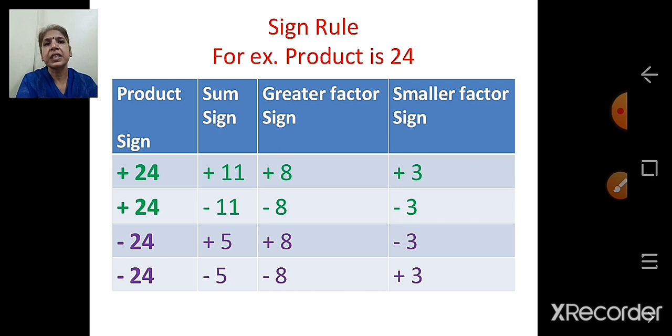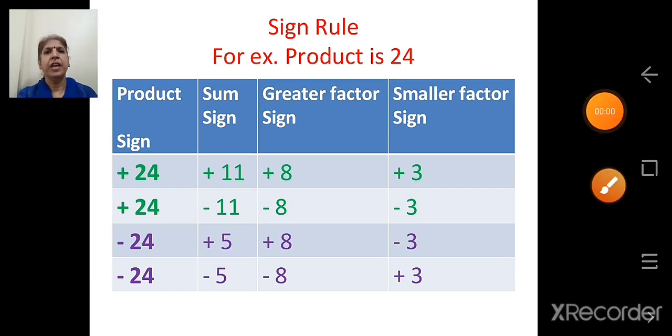So hope this table will help you. The product sign is important, and the sum sign is important. Which sign do you have to give to the greater factor? The sum sign always goes to the greater factor, and accordingly you give the sign to the smaller factor. Now the question arises, if both the numbers are equal, that is, both the factors are equal, what will we do? We will give the sum sign to both the factors.